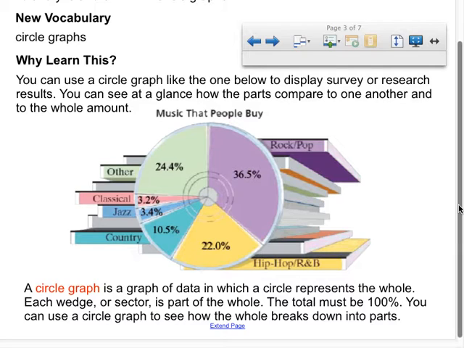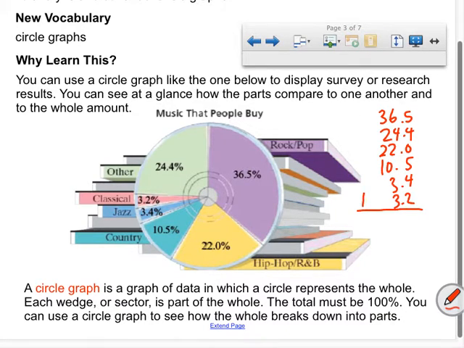100%. Let's check it. So in purple, I have 36 and 5/10%. In green, I have 24 and 4/10%. And then over here in yellow, I got 22%. Over here, I got 10 and 5/10%. Then I got 3 and 4/10, and then I got 3 and 2/10.